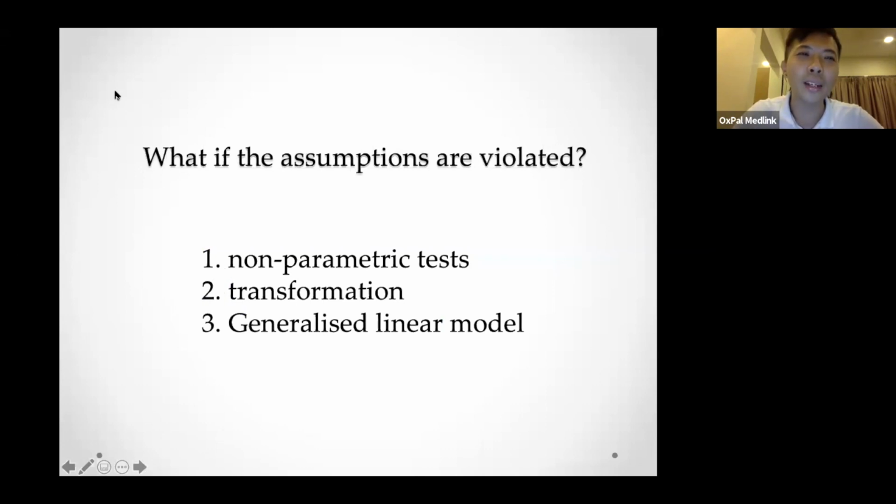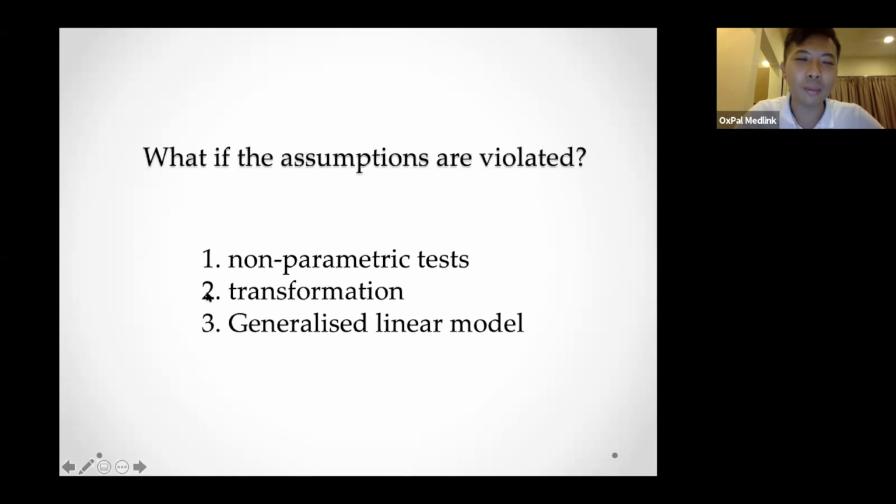There are 2 other ways of dealing with the violation of assumptions, which we will not go through in this lesson, but we can transform the data. Say we have right skewed or left skewed data, we can transform it by x squared or square root to fit normality. And the final one is the generalized linear model. We can fit a non-normal distribution to our data.